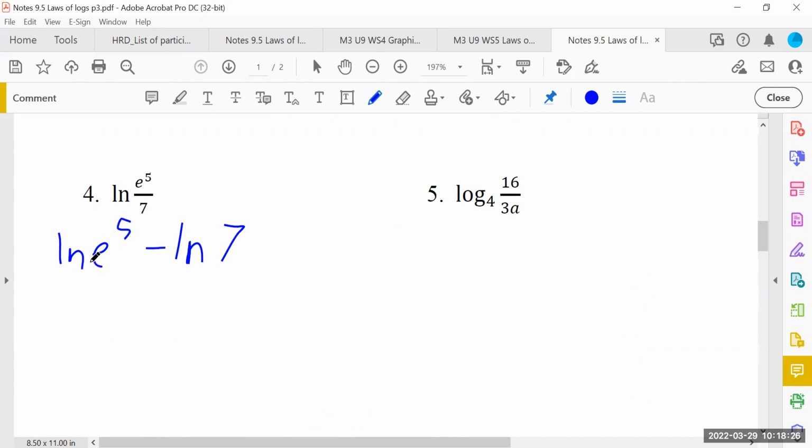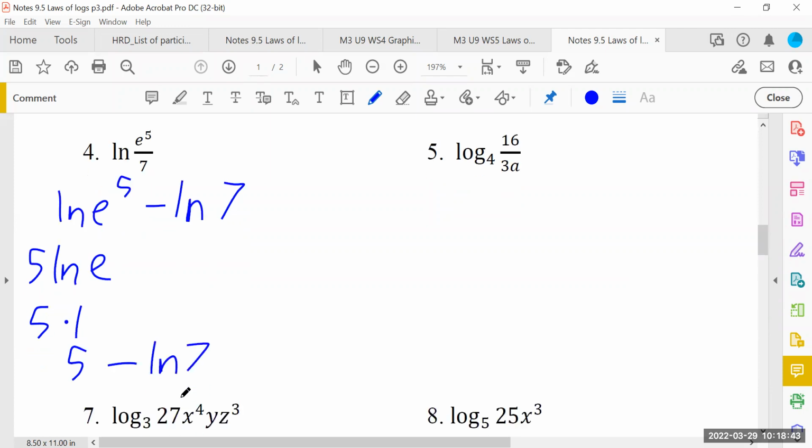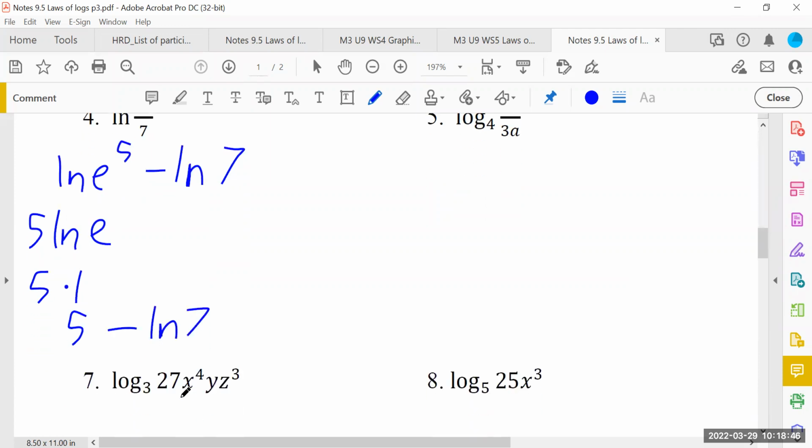You have two options for reducing this one. The long way would be to say, oh, bring that 5 out in front. 5 natural log of e. The natural log of e is just 1. 5 times 1 is 5 minus the natural log of 7. Or right here, you could have seen, oh, natural log of e to the fifth power. E to what power makes e to the fifth power? 5. So you don't have to do those middle steps as long as you understand the reducing that we've done last week. So 5 minus the natural log of 7 would be the answer there.